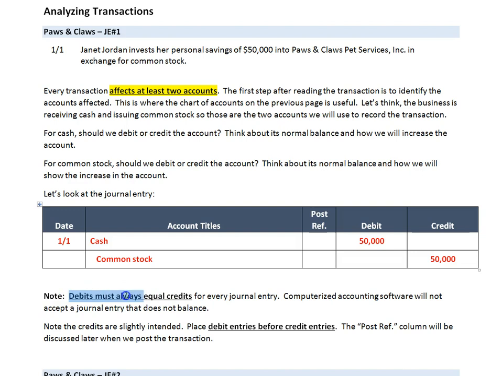Alright, one rule here, every time we do journal entries, this always has to be true 100% of the time. Debits must always equal credits. Debits have to always equal credits 100% of the time. Computerized systems don't even accept your entry unless this is true.